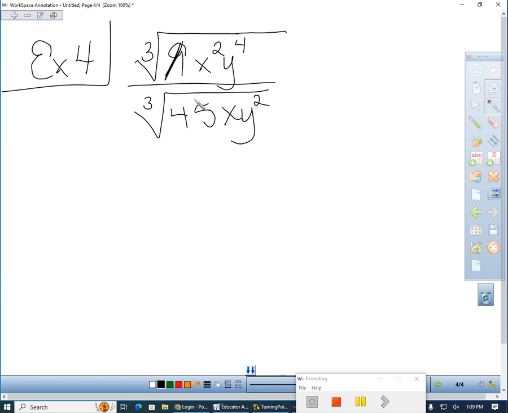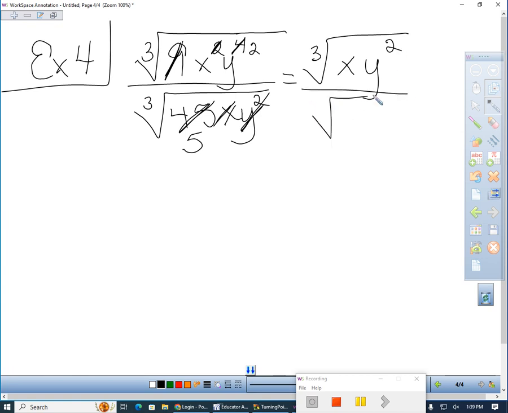9 goes into 9 once. 9 goes into 45 5 times. Our x's: I have 1x on the bottom, I can cancel with 2 of them on the top. And my y squared on the bottom can cancel with 2 of them on the top. So I currently have the cube root of xy squared over the cube root of 5. See how important it is to go ahead and reduce it before you try and figure out what else is going on? Okay, so now I have to rationalize.